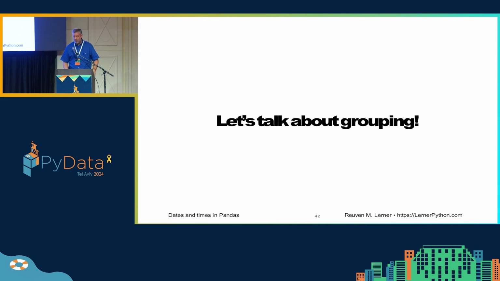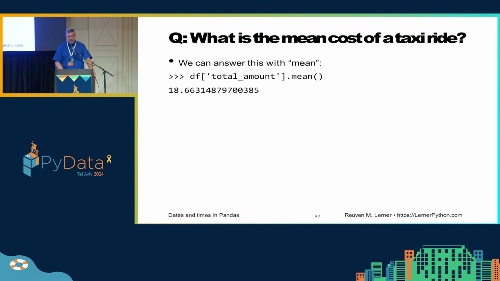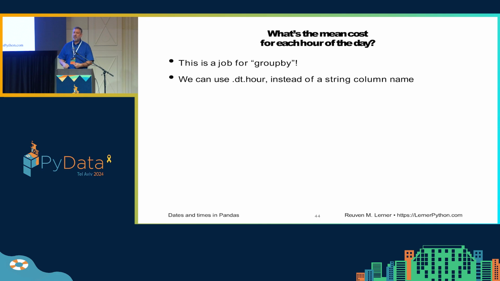Let's talk about grouping. So how much, on average, did a taxi ride cost? And the answer is, we can get df total_amount dot mean. So far, so good. We see that the average cost is $18.50 more or less. But what if I want to ask a different question? What if I want to ask, what is the mean cost for each hour of the day?